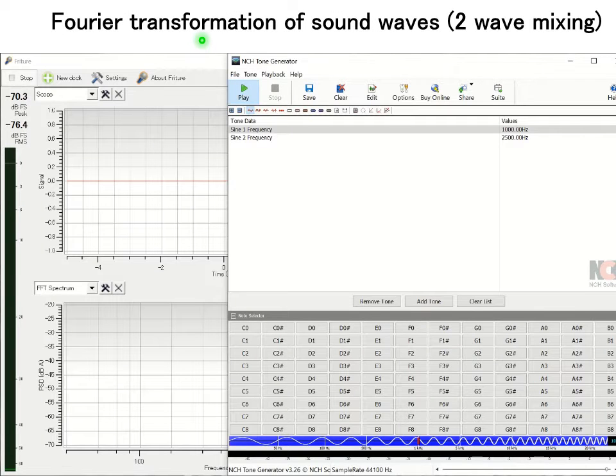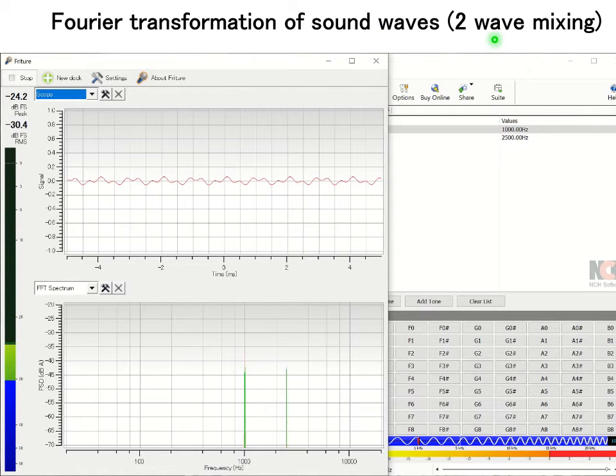Next, let's look at the waveform and spectrum when synthesizing sound waves of two frequencies. I am stacking 1000 Hz and 2500 Hz. As shown in the upper left, you can see the undulating waveform, and in the spectrum, you can see peaks at 1000 and 2500 Hz, as shown in the lower left.